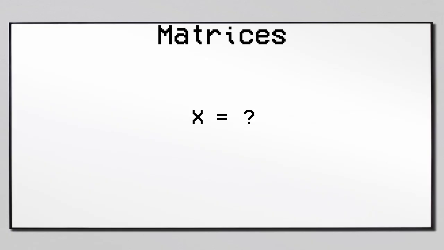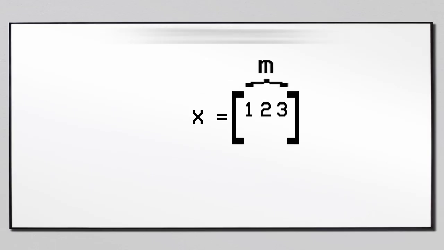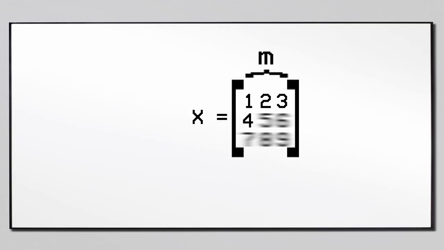Now, what are the traits of a matrix? An element is an individual item or number on a matrix. A row is a horizontal set of elements represented by the variable m. A column is a vertical set of elements represented by the variable n.